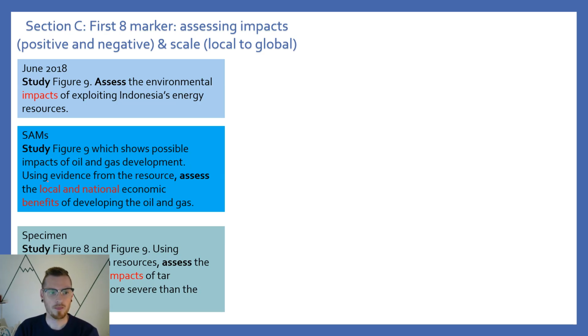All right, so we are using evidence from the resource assessing local and national economic benefits of developing. As I say, it's all about developing some energy resource and the potential impacts of that. The first one here, June 2018, is just the general environmental impacts. This one asks what the economic impacts would be on a scale from local to national, a country. And then the one from the specimen was assessing, again, the local impacts.